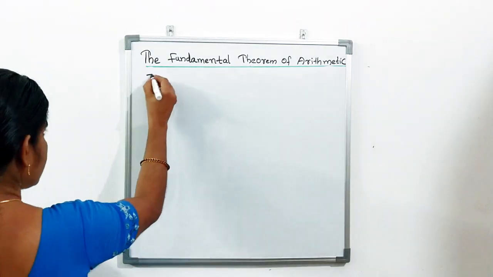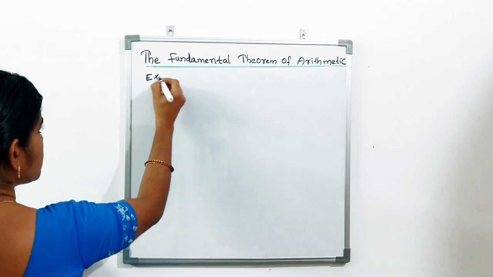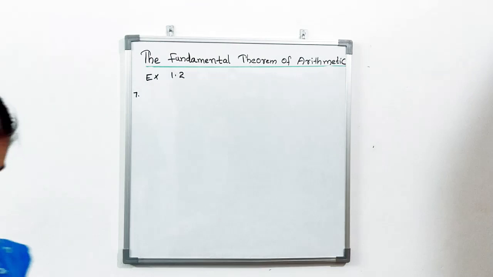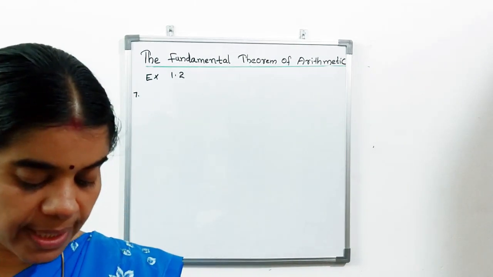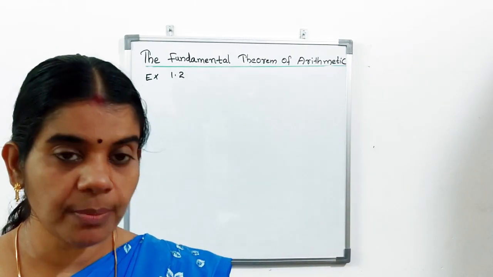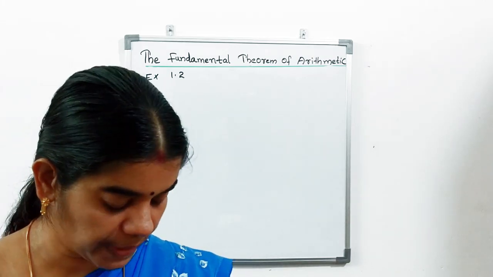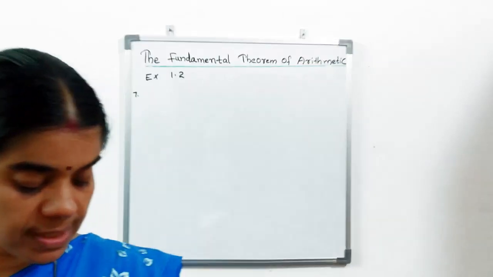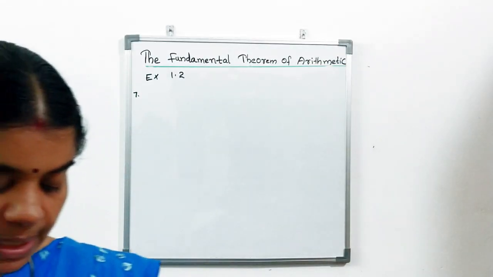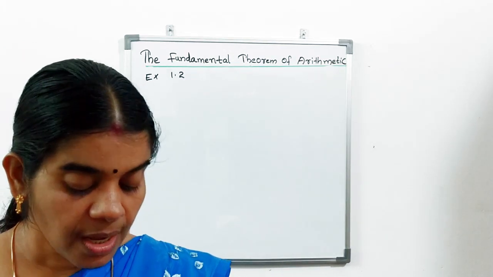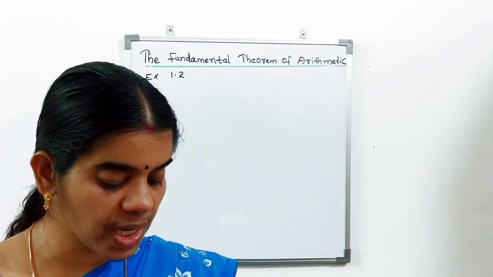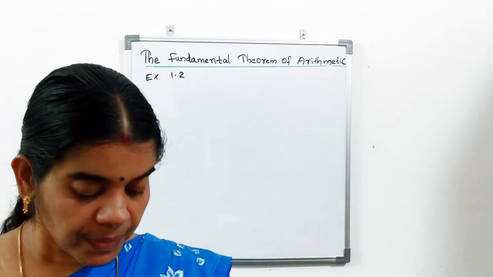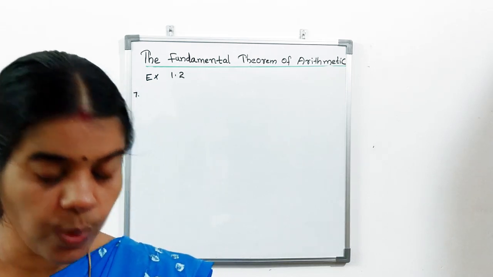Next I am doing exercise 1.2, question number 7. All of you listen. There is a circular path around a sports field. Sonia takes 18 minutes to drive one round of the field, while Ravi takes 12 minutes for the same. Suppose they both start at the same point and at the same time and go in the same direction. After how many minutes will they meet again at the starting point? Once again, there is a circular path. Sonia takes 18 minutes for one round of the field.